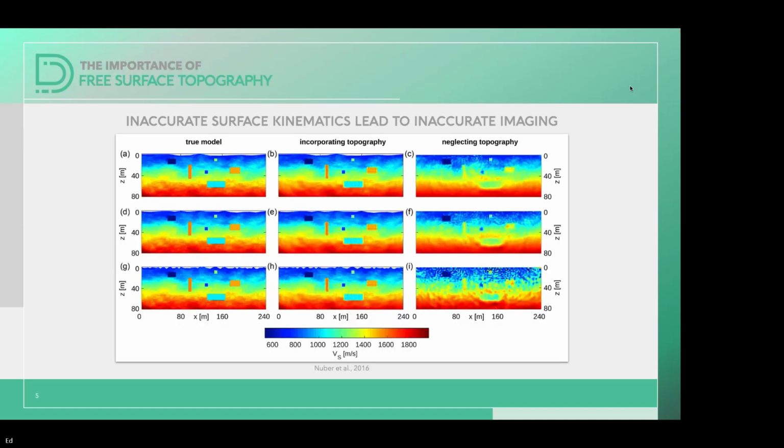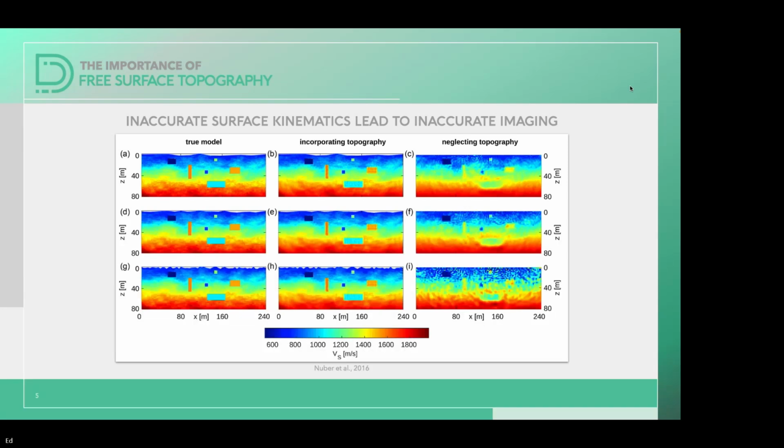So why do we care, right? What happens if we just say, there's not that much topography, we'll just ignore it in our modeling? Well, it turns out it gets quite ugly quite quickly. This here is an FWI with a couple of different topographic profiles. Left is the true model, the middle row is if you incorporate topography, and the right is if you neglect topography.